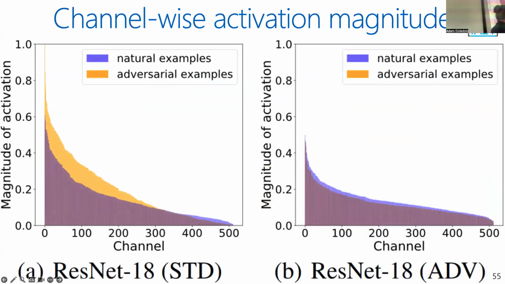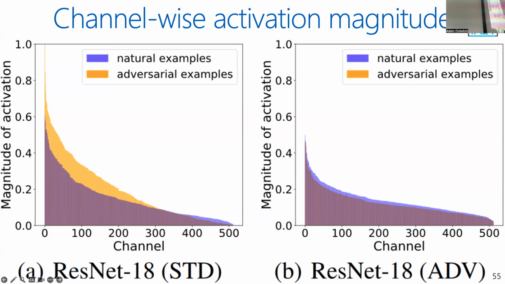So what's happening here in this graph? We have on the x-axis the channels, so this is the channel index. We have the last layer of ResNet 18 in this case. It has 512 channels. And we order the channels by the magnitude of the activation. It's not normalized from 0 to 1, but we just sort them by the height of the activation.